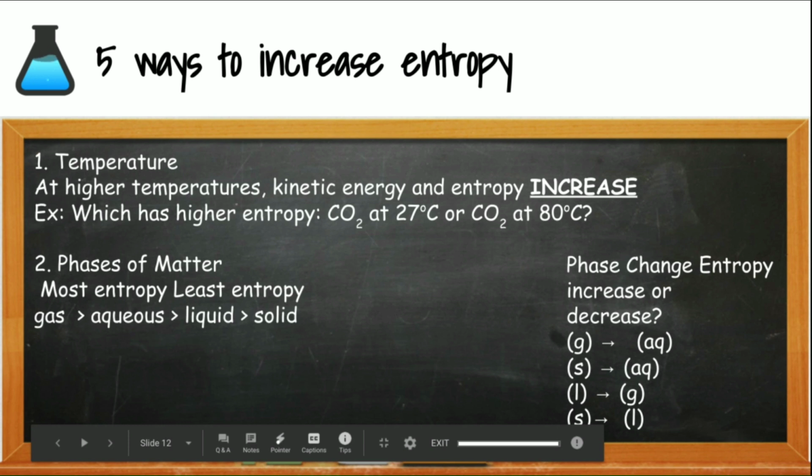So when we change from a gaseous substance to an aqueous substance, entropy decreases. But if we change from a solid substance to an aqueous substance, entropy increases. Liquid to gas is an increase in entropy because it's becoming more random. Same as solid to liquid.